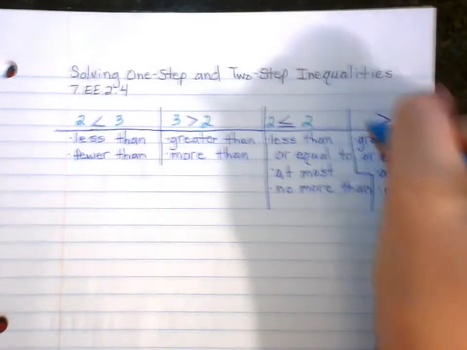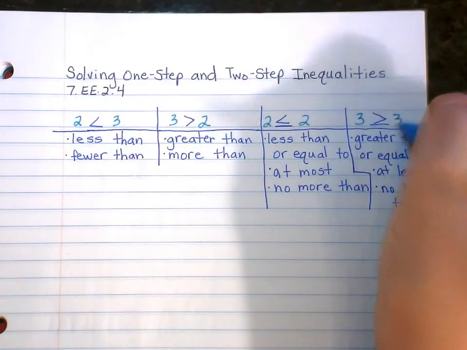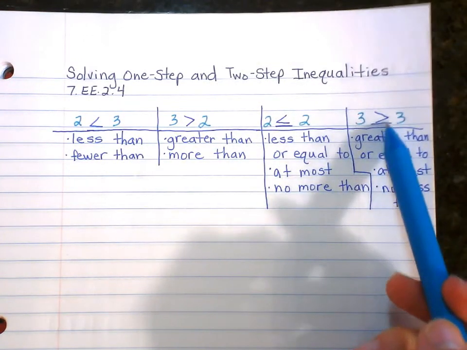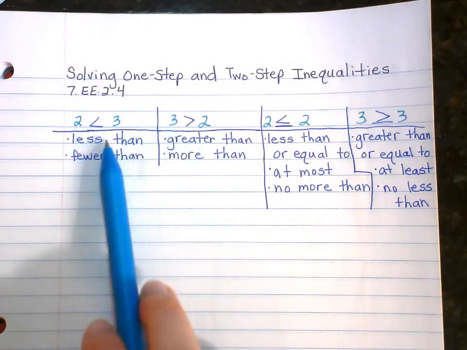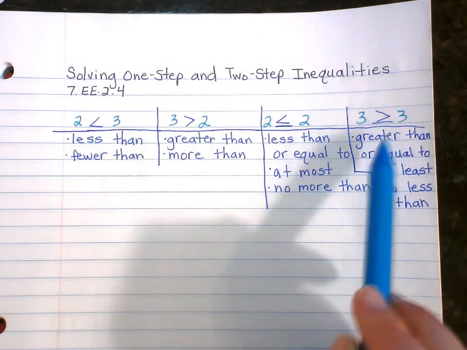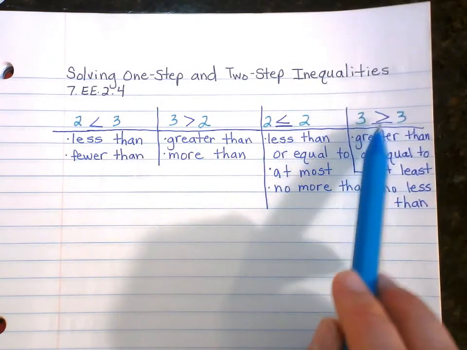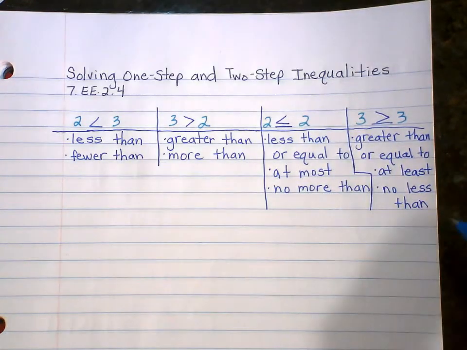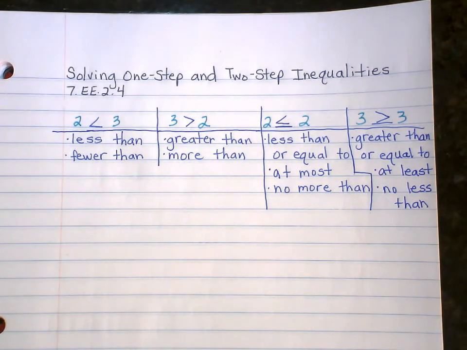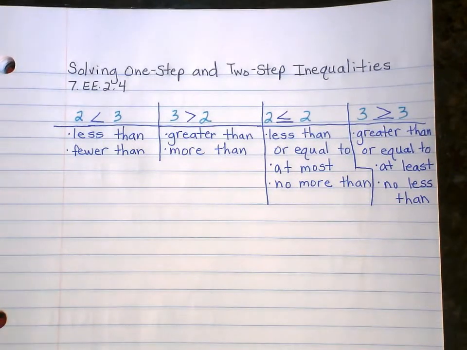Now, when you flip it with the line underneath it, it's also inclusive, meaning it's including it. It's or equal to, where these ones are exclusive. They're excluding. They're not including. So 3 is greater than or equal to 3. 3 is at least 3. 3 is no less than 3. So I just think that chart is handy to have. I don't know, I just like it.